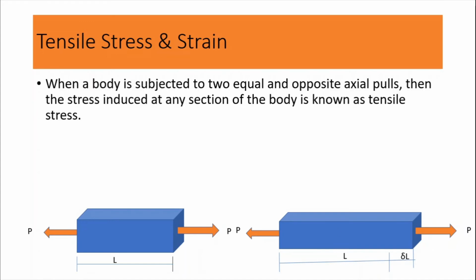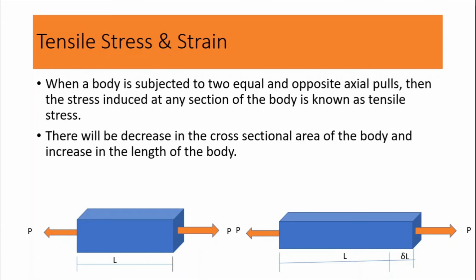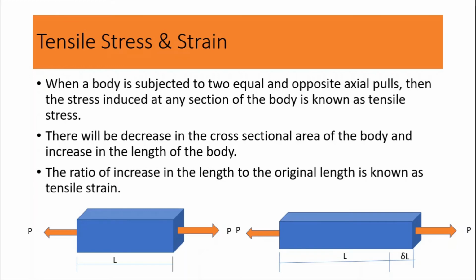When a body is subjected to two equal and opposite axial pulls, then the stress induced at any section of the body is known as tensile stress. There will be a decrease in the cross-sectional area of the body and an increase in the length of the body. The ratio of the increase in length to the original length is known as tensile strain.